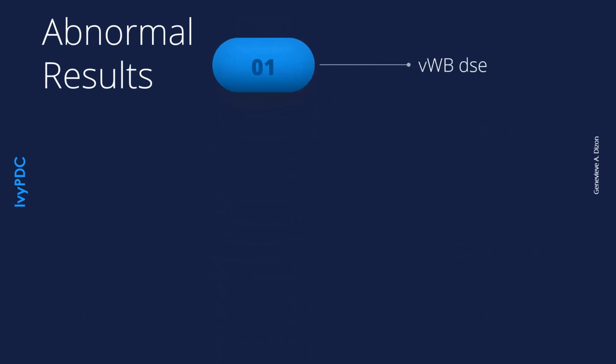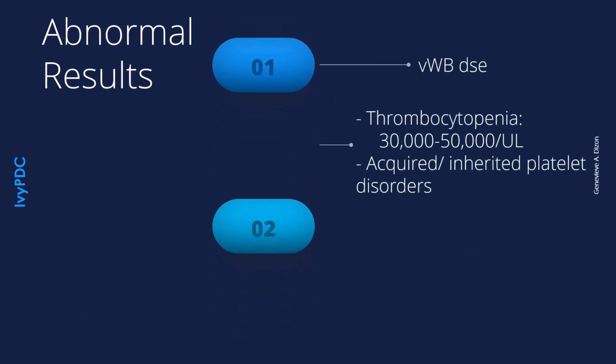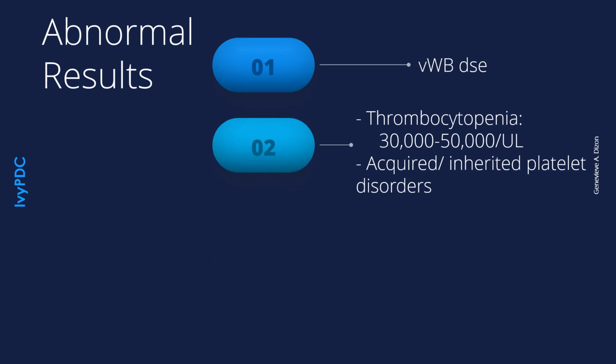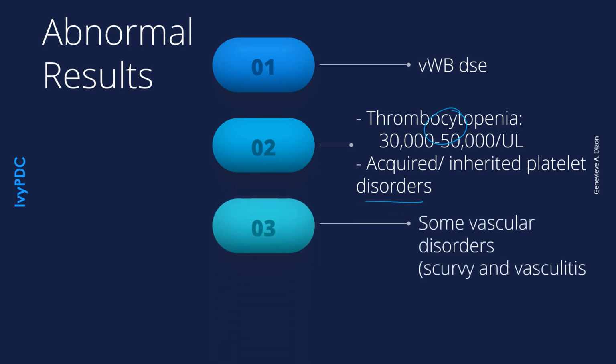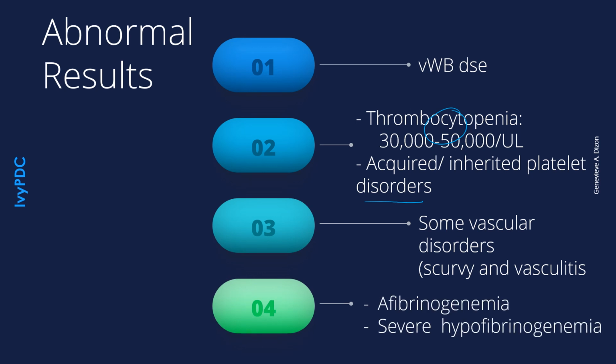Example causes of abnormal results may come from von Willebrand disease, defects in the platelet either by the number or by the function, vascular disorders like scurvy and vasculitis, and defect in fibrinogen, a decrease or the absence of fibrinogen.